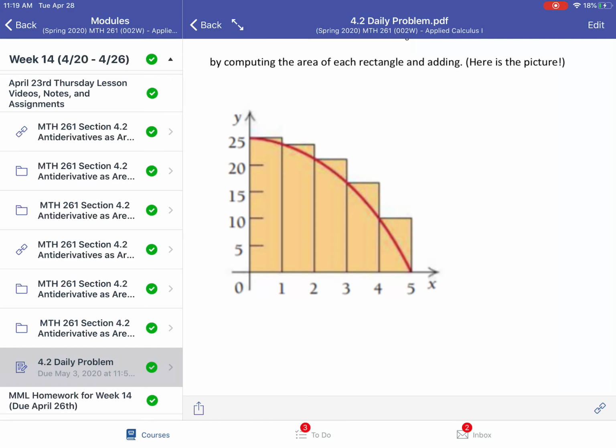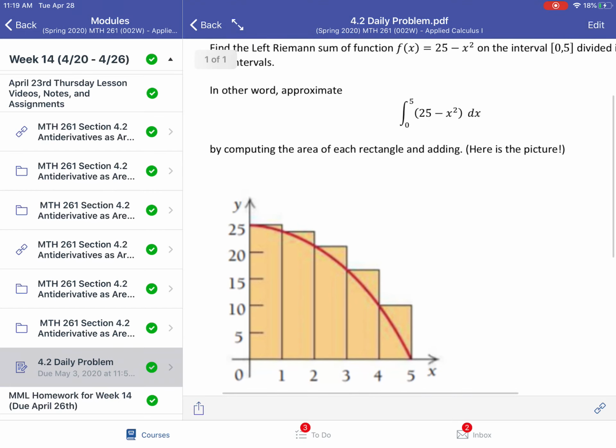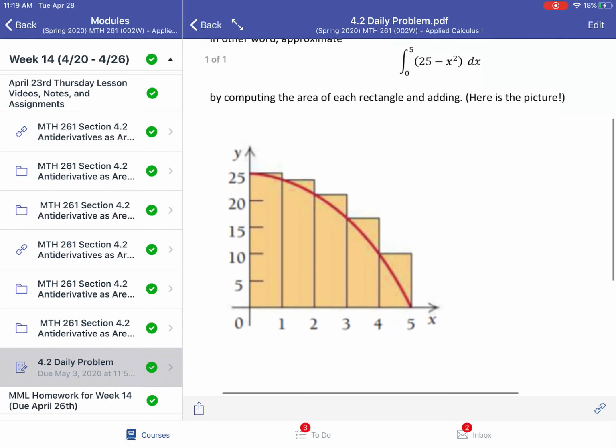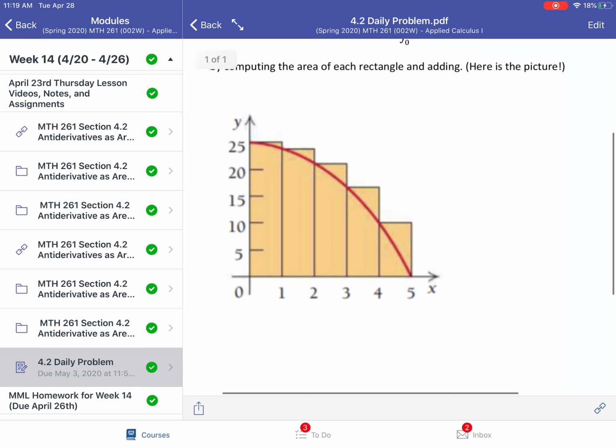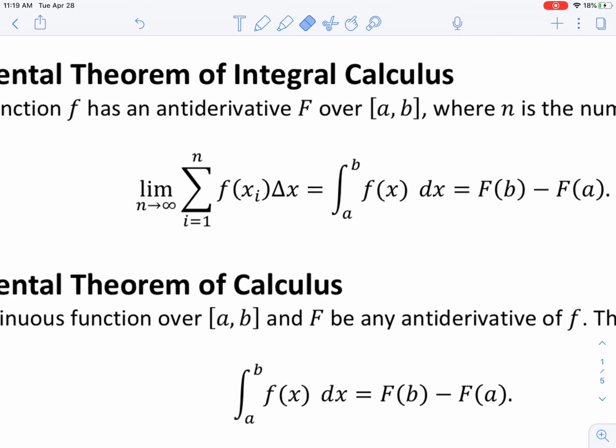But what if we make these rectangles a little bit skinnier, to make this a little more accurate? Instead of just 5 subintervals, what if we do 10 subintervals or 20 subintervals, or why not infinitely many subintervals, so that we have infinitely skinny rectangles and add their areas up together, and that will be the area under the curve, right? So that's the idea.